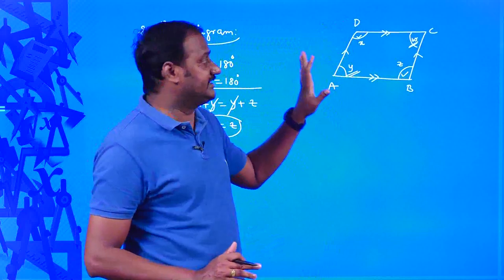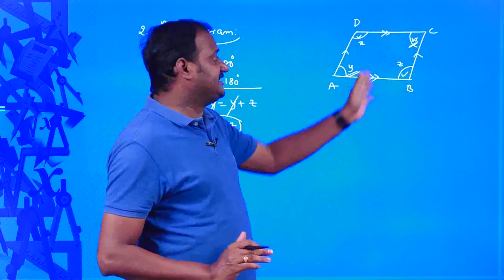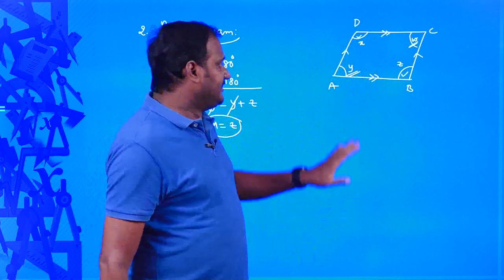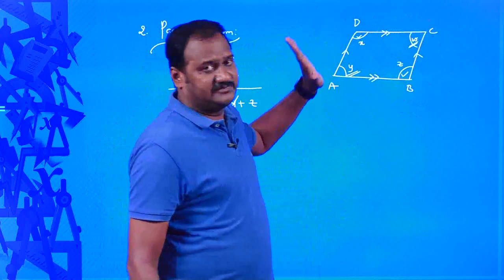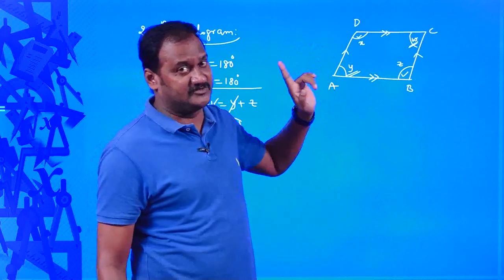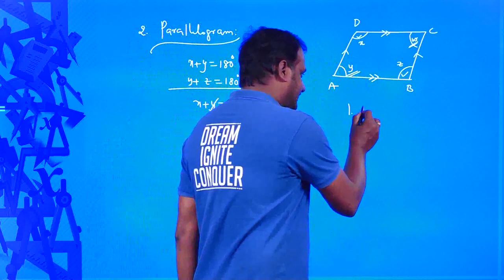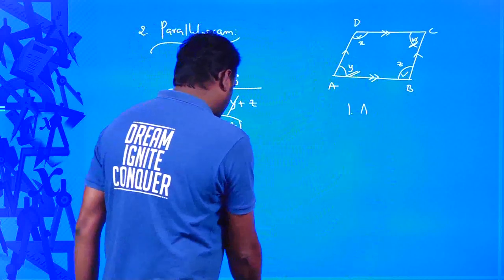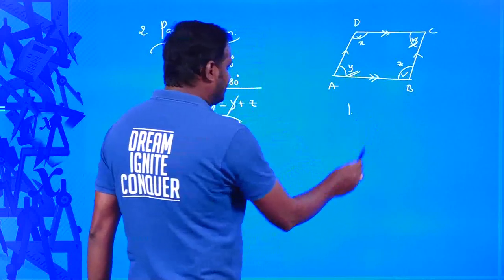Please do remember this. In a quadrilateral, opposite angles are equal. ABCD is a quadrilateral. Then definitely angle A is equal to angle C and angle B is equal to angle D, right? This is one of the very important properties of a parallelogram. They are opposite angles are equal, right? So, you can say that opposite angles are equal.